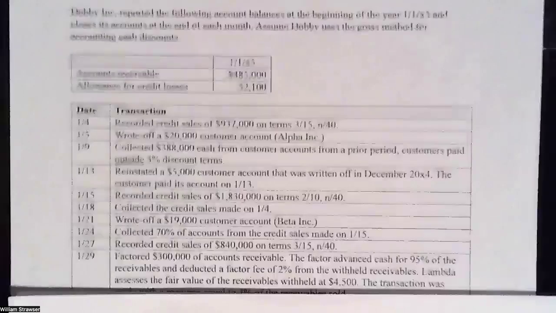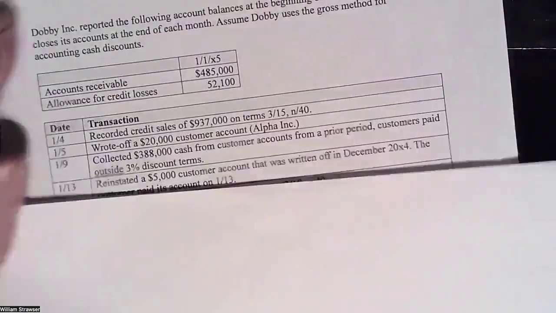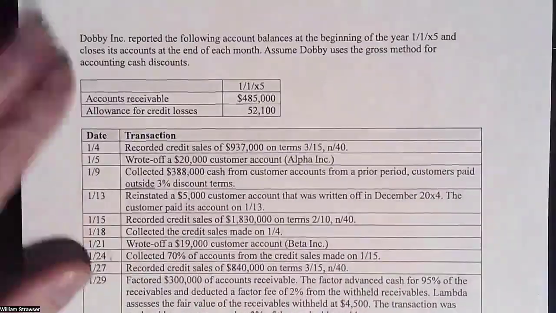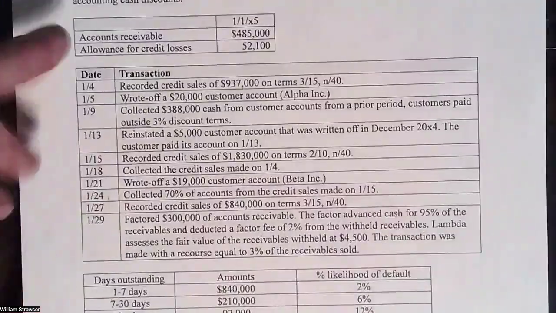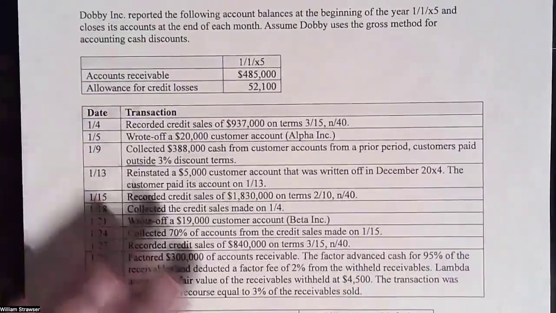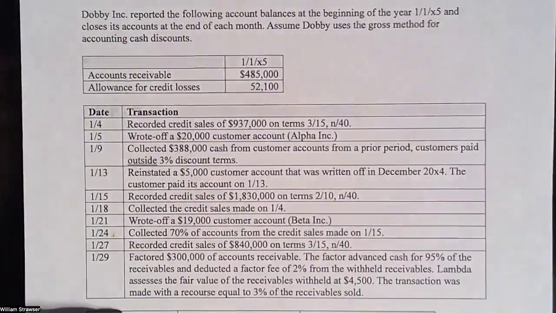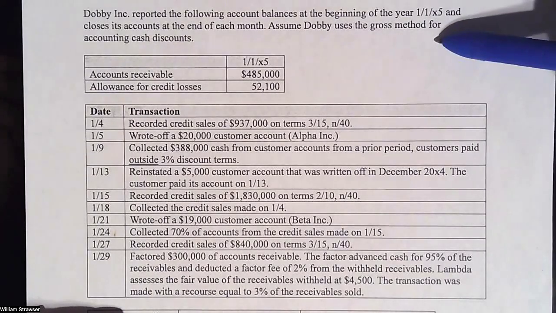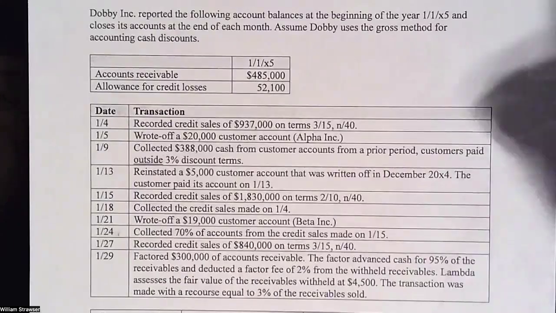All right, so I wanted to present this problem that I thought was a nice, well-rounded piece of all the topics in receivables we've touched on. Basically, I give you a starting balance for accounts receivable and our allowance for credit loss. I give you some transactions that happened during the accounting period, which for this company is a single month. They close the books at the end of every month. They use the gross method for accounting for cash discounts. So you have these transactions to record.